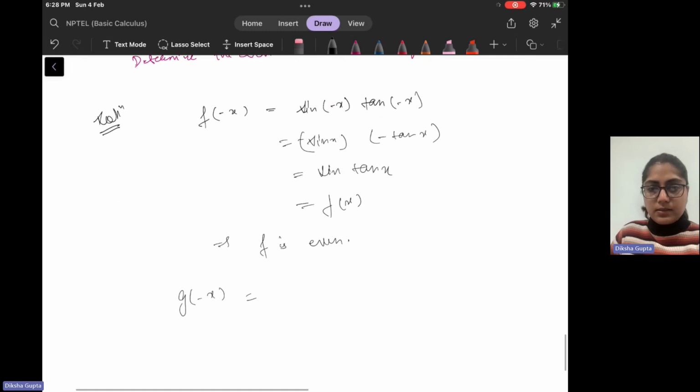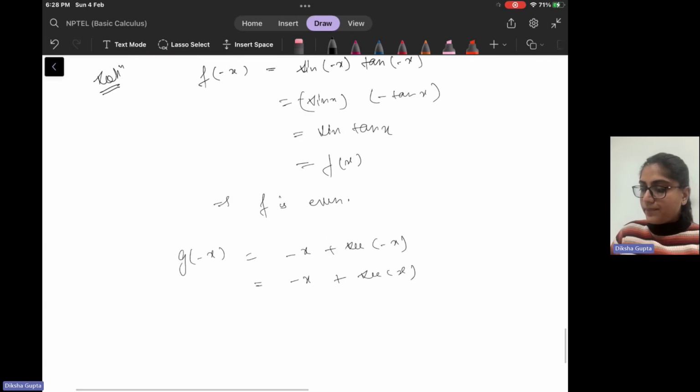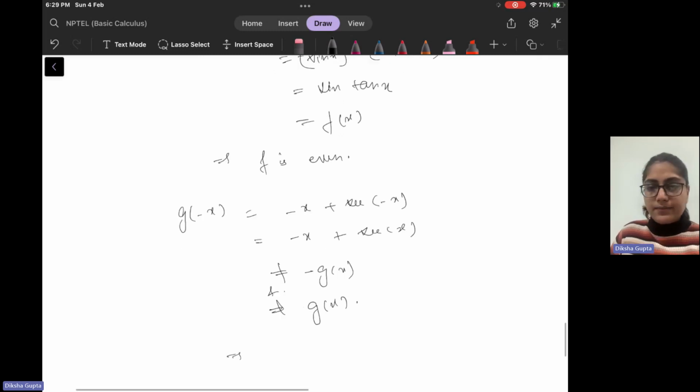Now g of minus x is, what is g? Minus x plus secant of minus x, which is minus x plus secant of x. Secant absorbs the negative, so this is not equal to minus g(x) and not equal to g(x) also, right? Implies g is neither even nor odd.